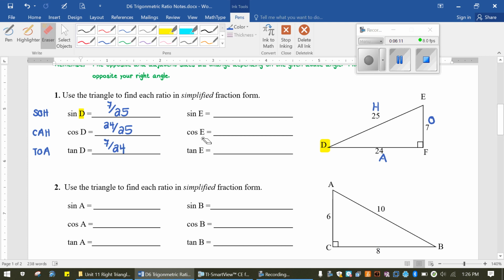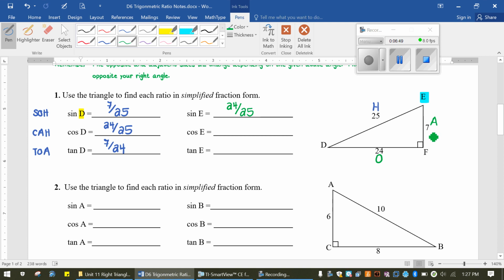The second part of question 1 asks us to change the angle that we're looking from. So now we're looking for sine, cosine, and tangent of E. What that means is that 24 is now the opposite side because I've changed the angle from which I'm looking. And then 7 is the adjacent side. So when I'm looking for the sine of E, opposite is 24, and hypotenuse is 25.